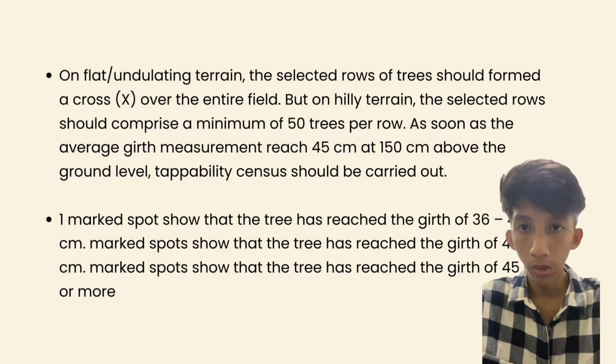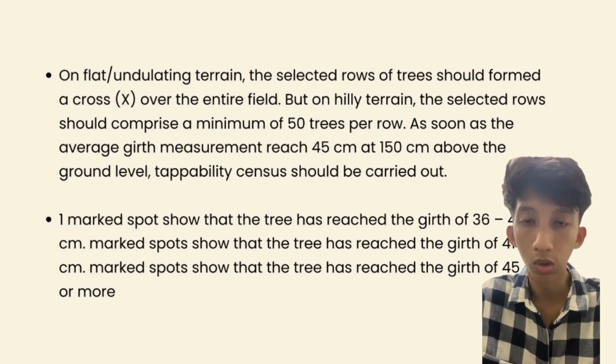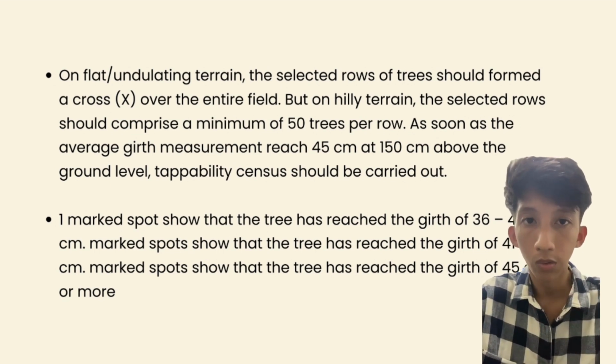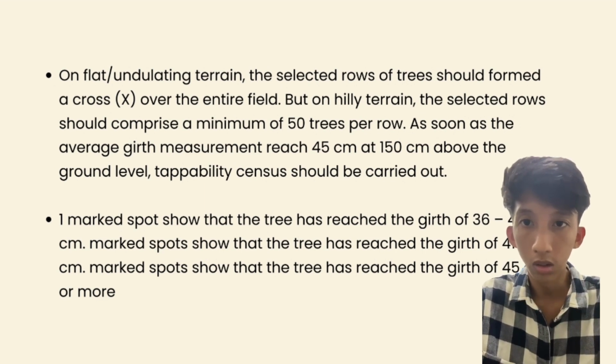If we plant the rubber trees on flat terrain, the selected rows of trees should form a cross over the entire field. But if we plant them on hilly terrain, the selected rows should comprise a minimum of 50 trees per row. As soon as the average growth measurement reaches 45 cm at 150 cm above ground level, the tappability census should be carried out. To identify the growth measure of a rubber tree, a mark is made on each rubber tree.